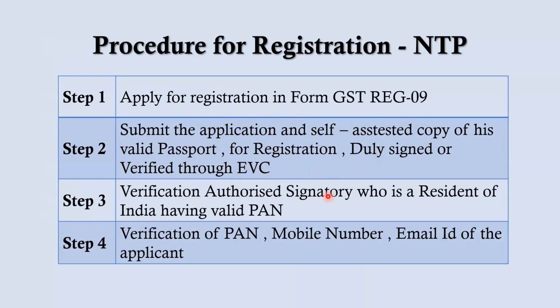Then the third step is the verification, which is of the authorized signatory who is a resident of India having a valid PAN. Then verification of that particular PAN, the mobile number, the email ID of the applicant is also done. Again, the PAN will be verified by the database. The mobile number and email ID are verified by sending an OTP.